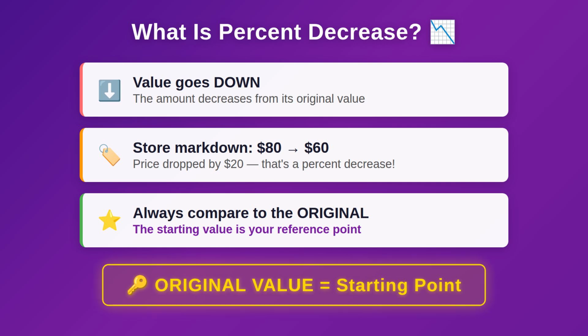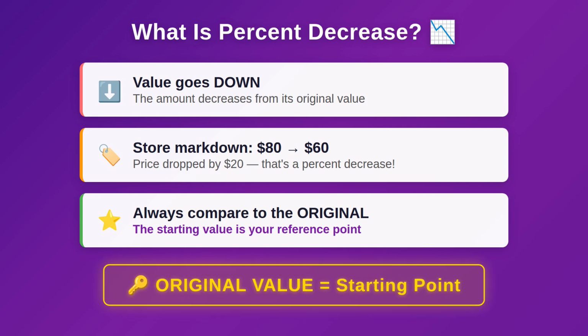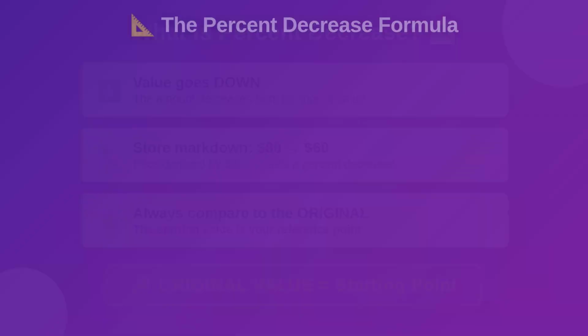Think about it. When a store marks down a jacket, the price is decreasing. When a basketball team's score drops in the second half, that's a decrease too. The key word here is original. Percent decrease always compares the change to where you started, not where you ended up. Keep that in mind. It's super important.